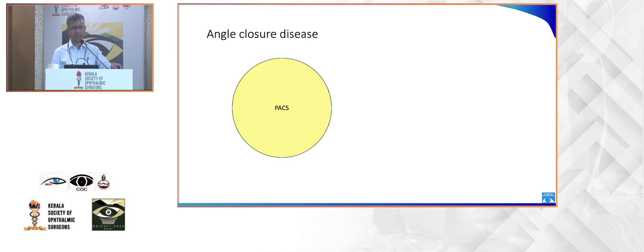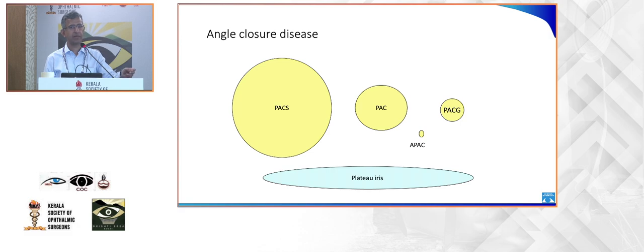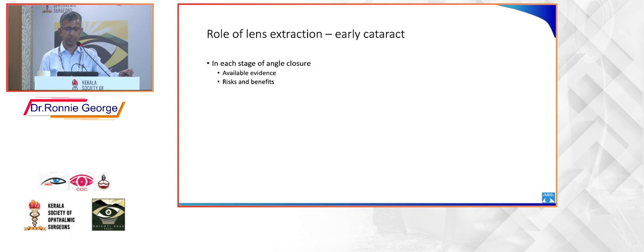So when we look at angle closure disease, these are all the various ways they present. You can have all the types that were mentioned earlier and also acute primary angle closure, and you can have plateau iris coexisting with any of these conditions. So I'm going to discuss what the available evidence is in each stage of angle closure and the risks and benefits potentially in different stages.